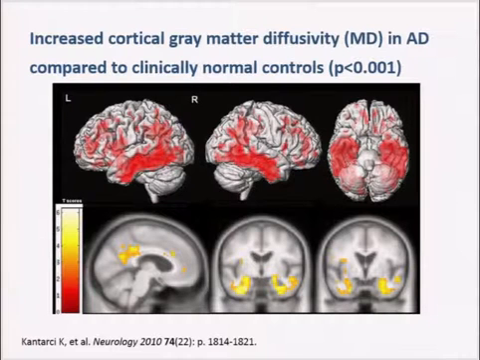Now, when we look at Alzheimer's disease, comparing a group of Alzheimer's disease patients to cognitively normal controls, in the gray matter, we do see increased diffusivity in this pattern, which resembles very much the pattern that we saw earlier of the structural changes in the brain. And that's not surprising because atrophy and diffusivity go hand in hand. And as you can see, mostly the medial and lateral temporal lobes are involved, as well as the parietal lobes.